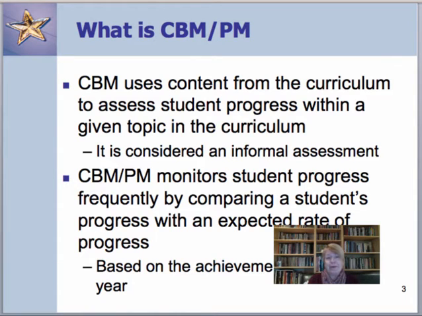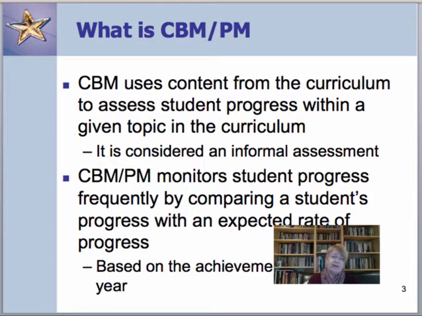And it helps us monitor student progress. So that's the PM part of CBM-PM, by comparing a student's progress with an expected rate of progress based on an achievement goal for the year. So if you're hearing the term achievement goal, you're probably thinking, well, that sounds like the kind of thing that we put on an IEP, and in fact it is. So what we're looking at when we monitor student progress is trying to create an estimated rate of improvement. How much do we want the student to improve over the year?